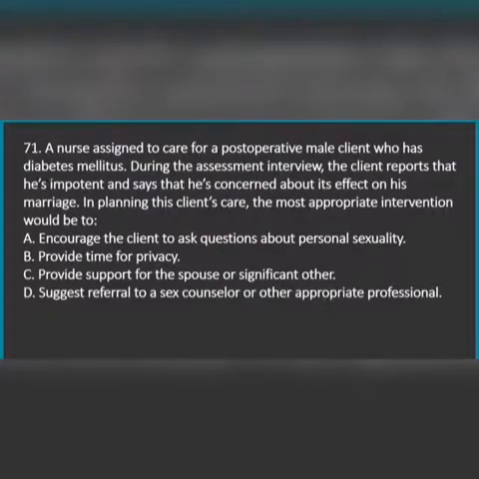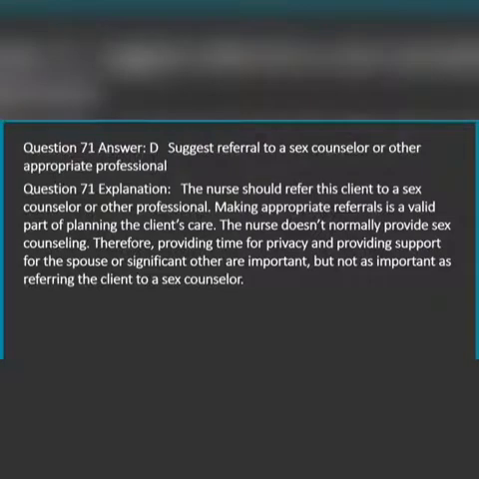Question 71. A nurse is assigned to care for a postoperative male client who has diabetes mellitus. During the assessment interview, the client reports that he's impotent and says that he's concerned about its effect on his marriage. In planning this client's care, the most appropriate intervention would be to A. Encourage the client to ask questions about personal sexuality. B. Provide time for privacy. C. Provide support for the spouse or significant other. D. Suggest referral to a sex counselor or other appropriate professional. Question 71 Answer: D. Suggest referral to a sex counselor or other appropriate professional.